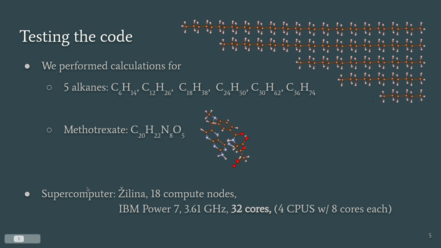The testing was done using a supercomputer located in Žilina, and out of the 18 compute nodes of the supercomputer, we had access to 4. Each node had 32 cores, which were organized in 4 CPUs.